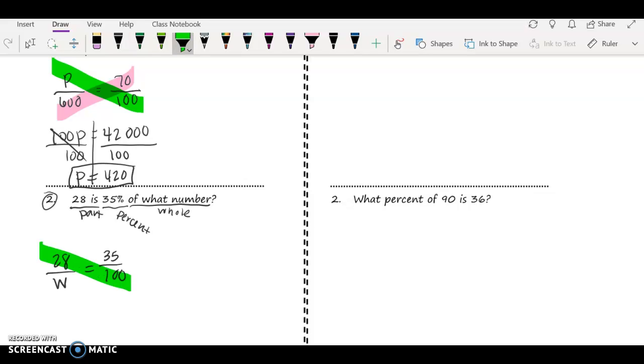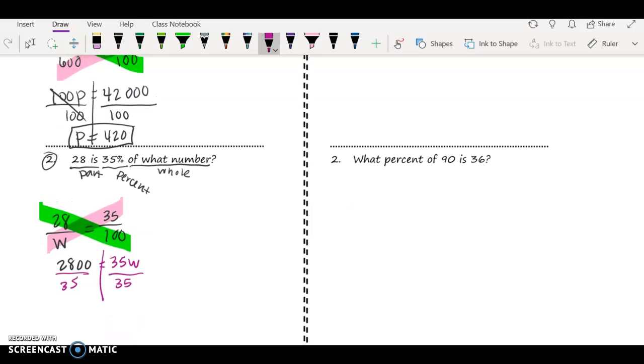I cross multiply, and I get 2,800. 35 times W is 35W. Draw my line. I divide by 35 on both sides. And I get 80 equals W. So my whole is 80.